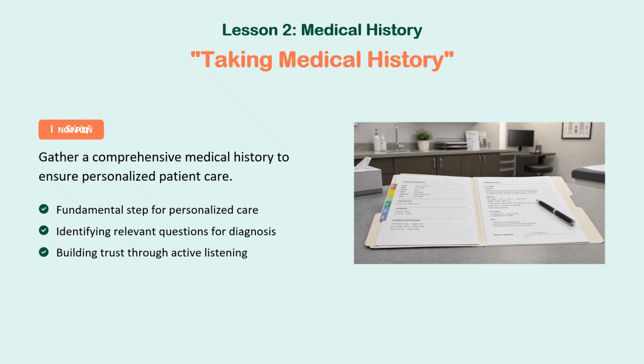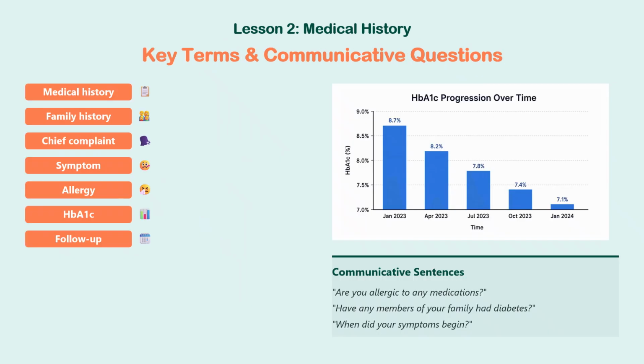Key vocabulary to remember: medical history, the patient's past illnesses and treatments. Before prescribing treatment, the physician reviews the patient's medical history. Family history, medical conditions affecting close relatives. Obesity is common in his family history. Chief complaint, the main reason the patient seeks medical care. The patient's chief complaint is persistent fatigue.